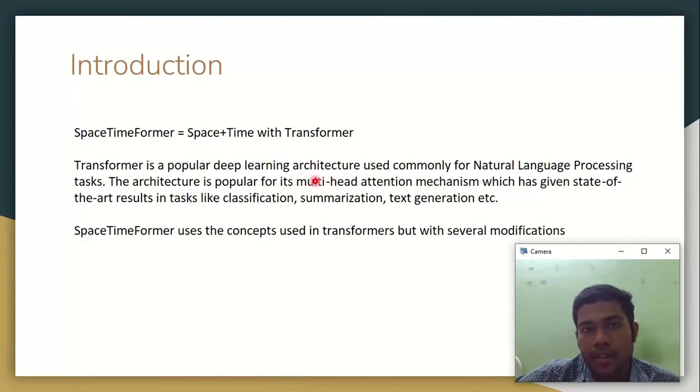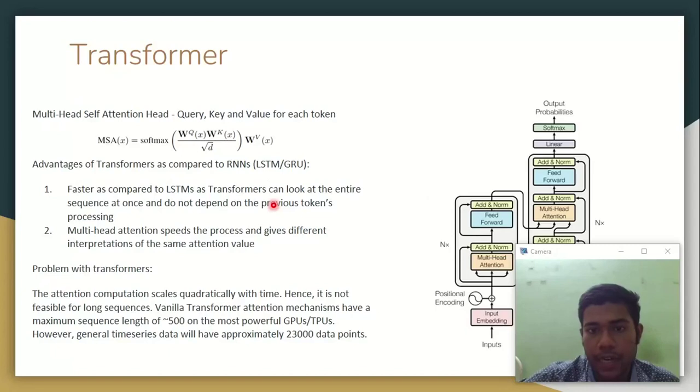Transformer models and transformer-based models have obtained state-of-the-art performance on various natural language processing tasks like summarization, classification, text generation, and others. This transformer architecture is primarily known for its multi-head attention concept, which we are going to see in the next few slides. The proposed model, which gives state-of-the-art performance for time series data, is called Spacetimeformer, which is built upon the basic transformer model, but has certain modifications as compared to vanilla transformers.